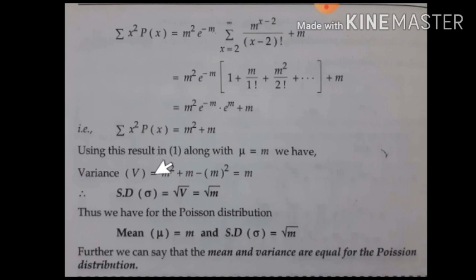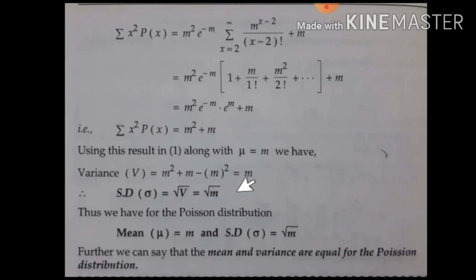So substitute in the formula of variance, summation x square p of x is m square plus m minus, what is the formula of variance? Summation x square p of x minus mu square. Mu is nothing but mean square. So mean is substituted as m. So m square gets cancelled. What is left out? m. So variance of a Poisson distribution is nothing but m. We know standard deviation is nothing but the square root of the variance. So standard deviation of the Poisson distribution is square root of m.